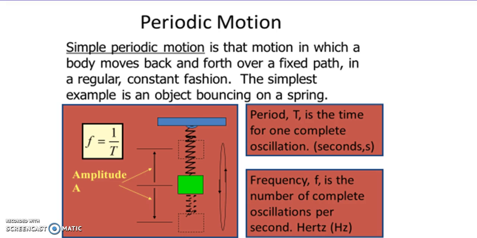Periodic motion. Simple periodic motion is that motion in which a body moves back and forth over a fixed path in a regular, constant fashion. The simplest example is an object bouncing on a spring. If you notice, we have f equals 1 over T, and this is the amplitude. The T is the period, which is the time for one complete oscillation. Frequency is the number of oscillations per second.